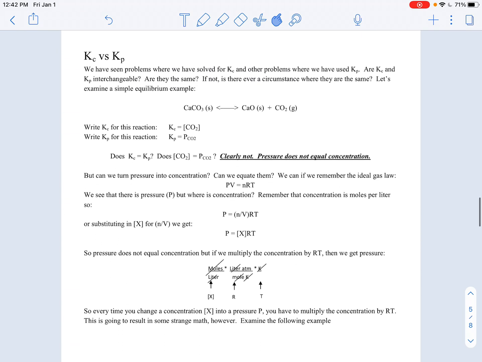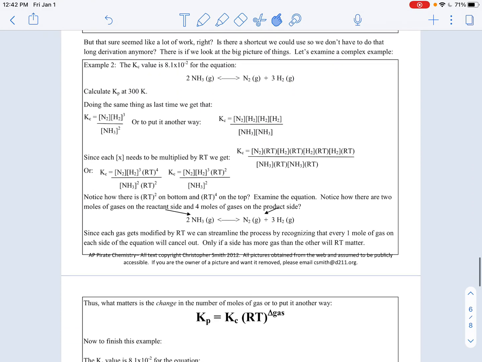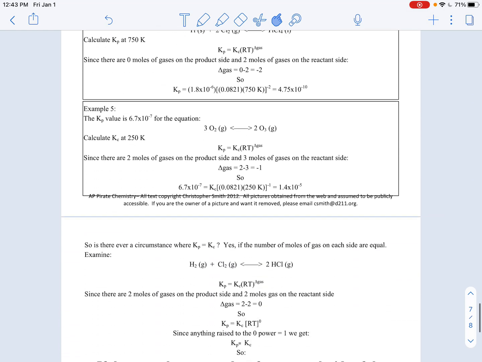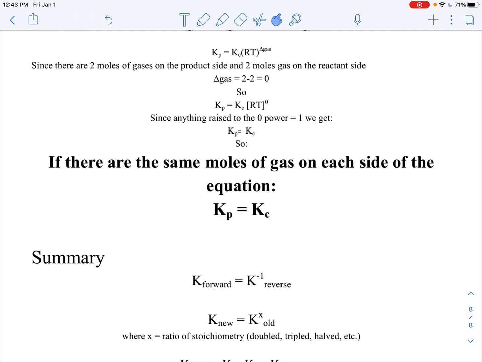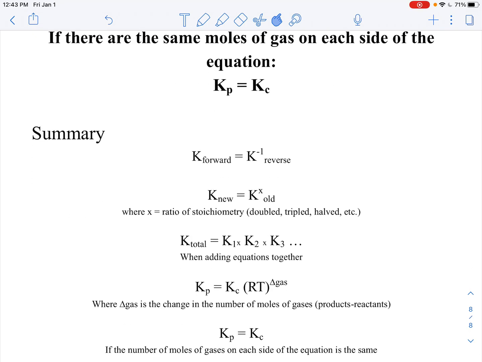Now the rest of this sheet is comparing Kc values and Kp values. Back in the day, they made you do this, and so this goes into extended detail of how to compare and contrast Kp and Kc. They have taken that off of the test, so I'm not going to bother to go through any of these examples. The only thing that you should know is that if there are the same number of moles of gas on each side of the equation, then Kp and Kc are the same, and that is going to be a particular subset of a reaction when we start dealing with Le Chatelier's principle, but I'm not going to get into that now.